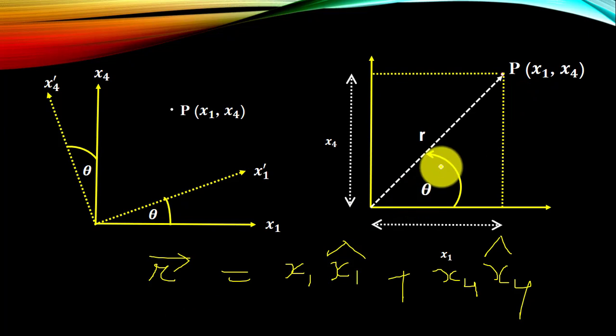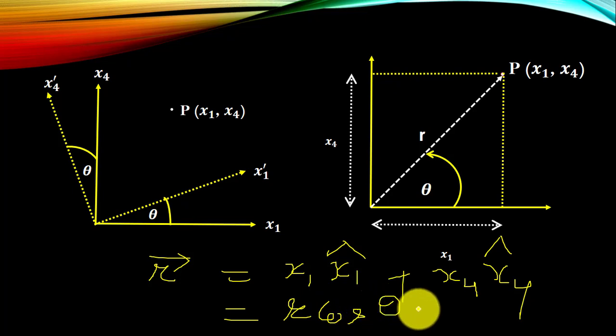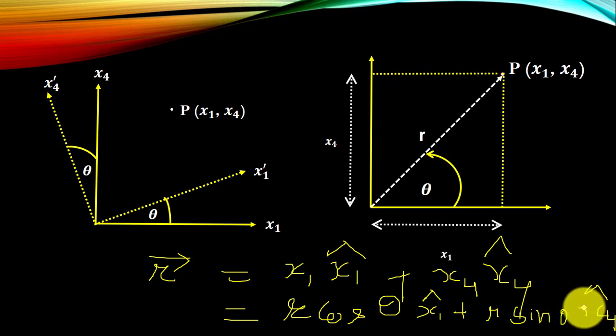Also, as you know, if r is making an angle theta with respect to this x1 axis, then its component along the x1 cap axis will be r cos theta, and its component along this direction will be r sin theta. So I can write it as r cos theta x1 cap plus r sin theta x4 cap. I hope it is clear.